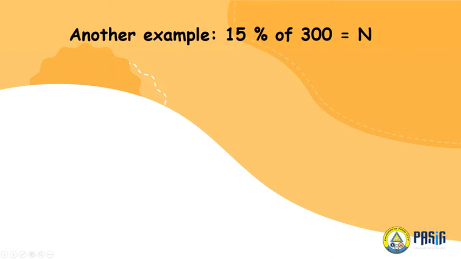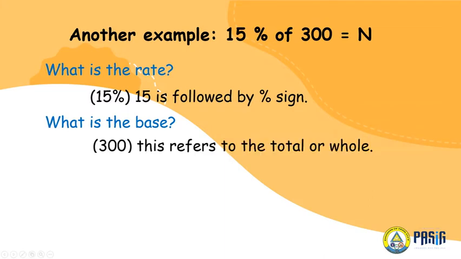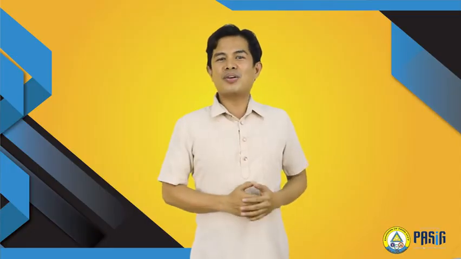15% of 300 is equals to n. Question number 1. In this equation, what is the rate? Yes, it's 15% because it is followed by percent sign. Number 2. What is the base? Yes, it is 300. 300 refers to the total or whole. Number 3 question. What is the percentage? N is the missing term that could be answered by multiplying the rate and the base. So let us now proceed to your activities.